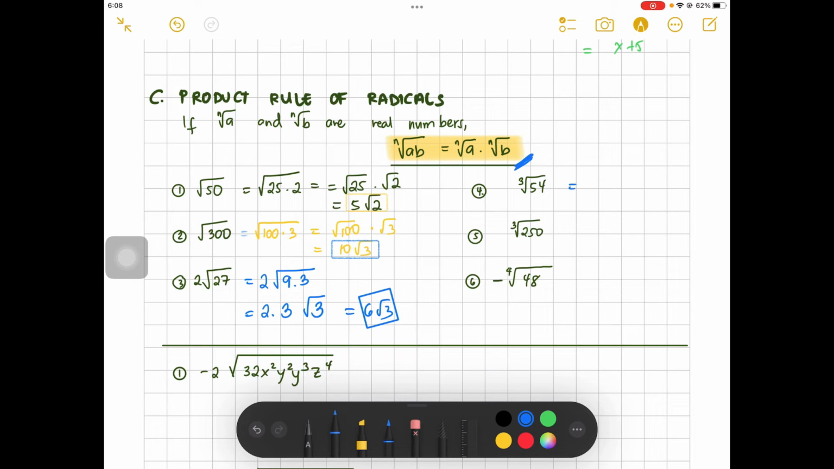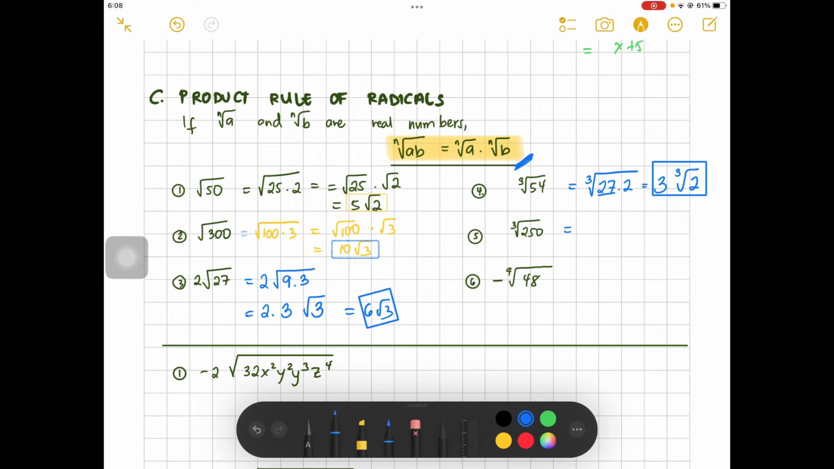Now, next we have here a cube root of 54. So 54 is not a perfect cube, but it has a factor that is a perfect cube. So we rewrite 54 as 27 times 2. So 27 here is a perfect cube. So that is what we will take out. Cube root of 27 is 3. So what remains is cube root of 2. So this is the answer for this one.